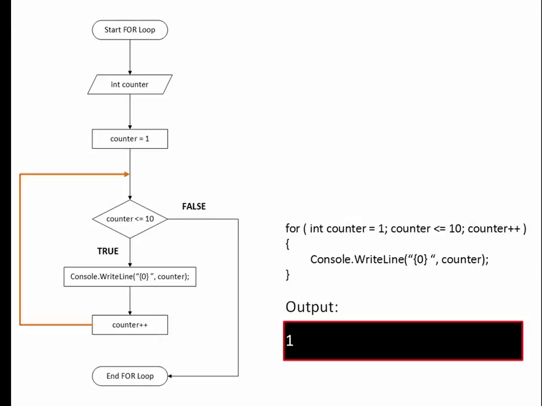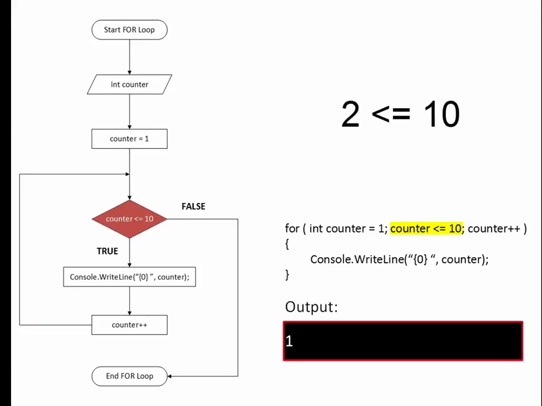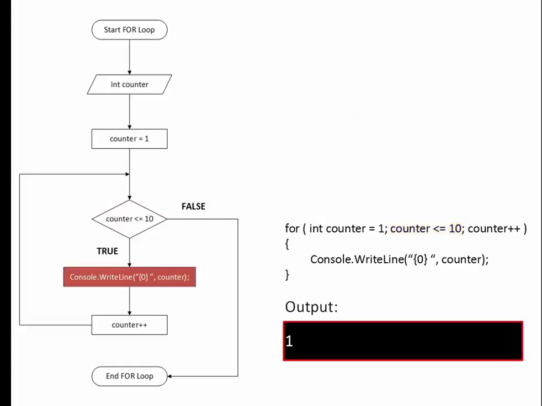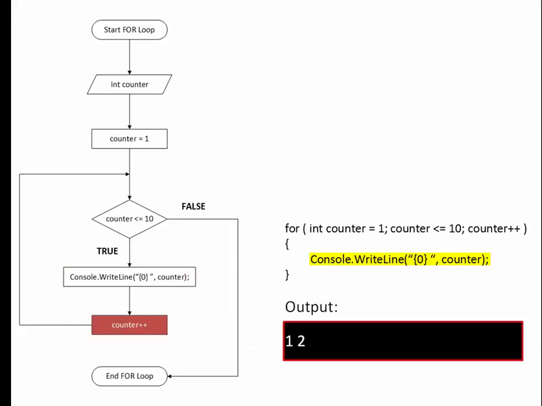Execution will jump back to the beginning of the loop. The loop continuation condition is reevaluated. Because 2 is less than or equal to 10, the code within the loop will be executed again. This statement will print the current value of the control variable to the screen. After executing the code, the 2 is now displayed on the screen.